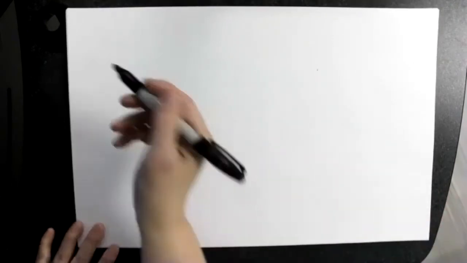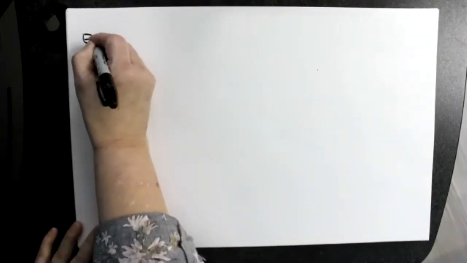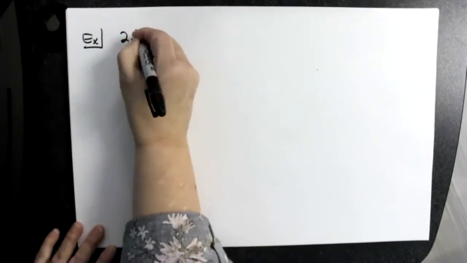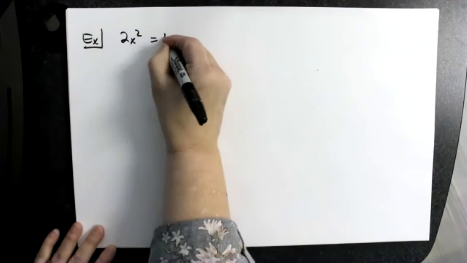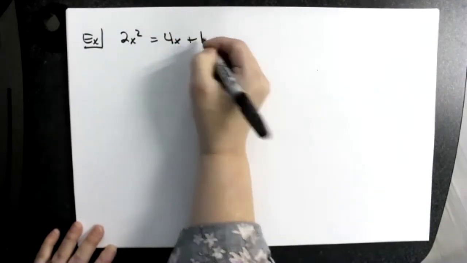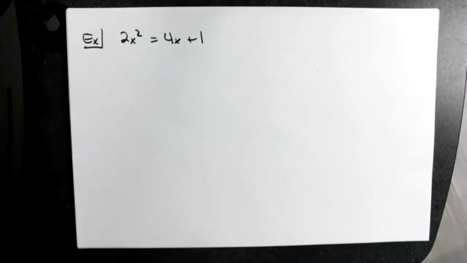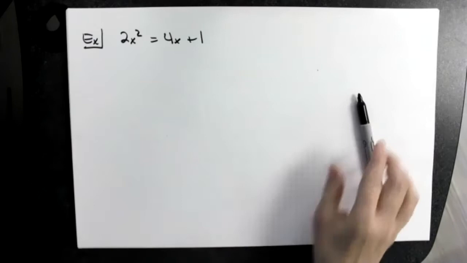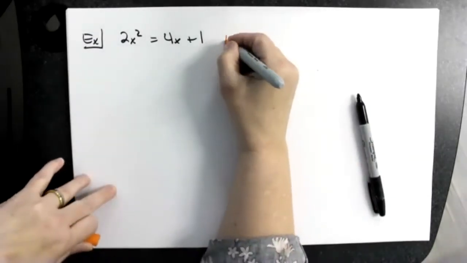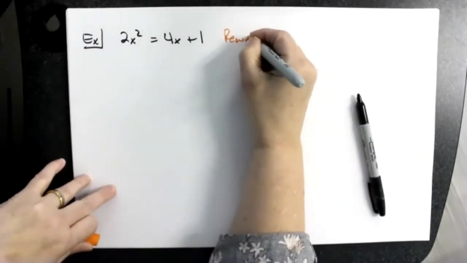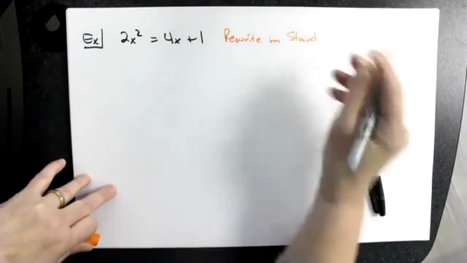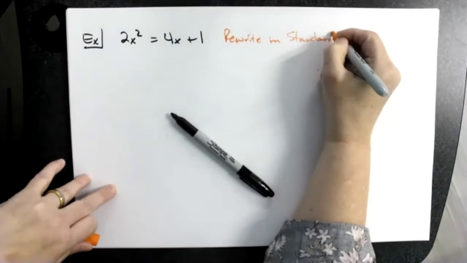Let's suppose instead of being in standard form, they give you something as simple as 2x squared equals 4x plus 1. That is not in standard form, but it is still a quadratic because it has an x squared. So I need to rewrite it in standard form. That's going to be my first step.